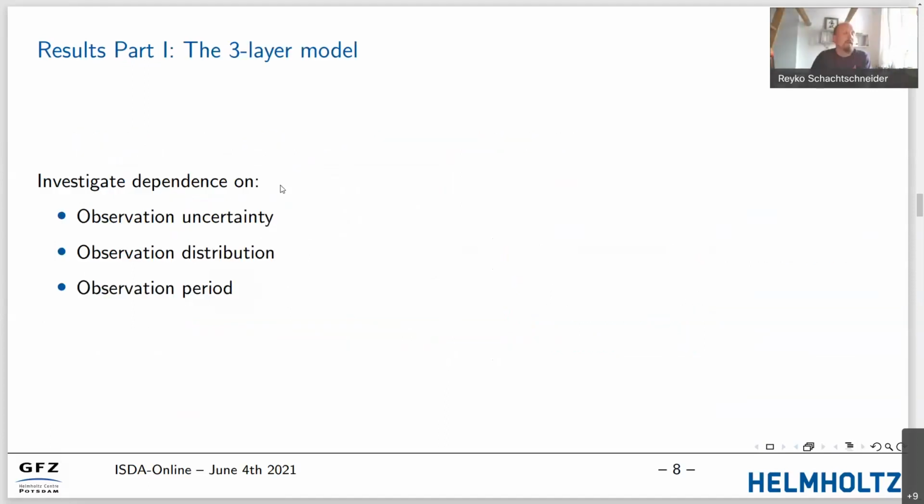So in the first part, with the 3-layer models, we investigated the dependence on the observation uncertainty, the distribution of observations, and the observation period.